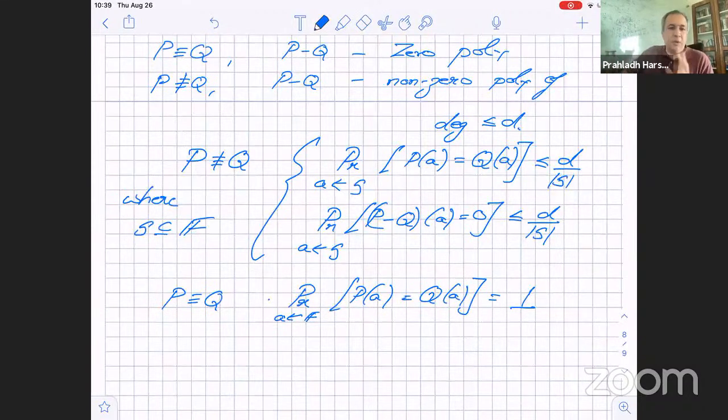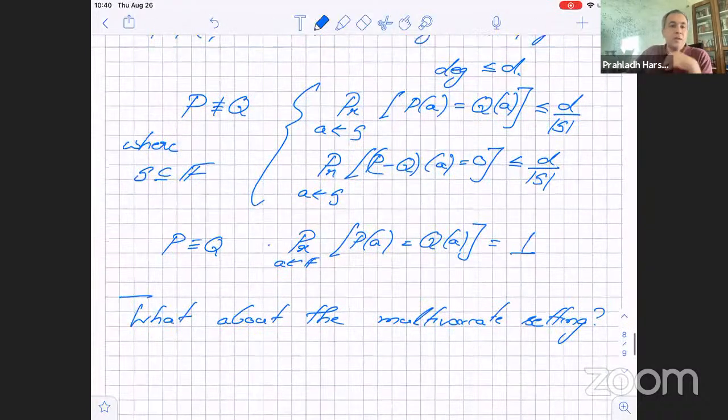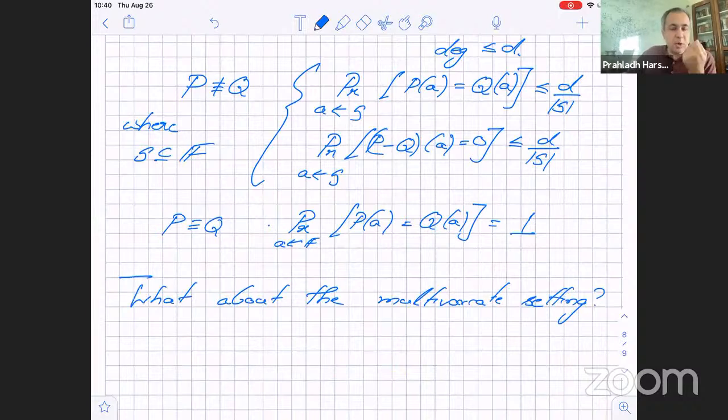Now I want to know if the same thing holds for the multivariate setting. In the univariate setting, I said if a polynomial has degree d, I asked how many roots it has. It has at most d roots. And you can ask, is the same thing true in the multivariate setting? If a polynomial has degree d, how many roots does it have?